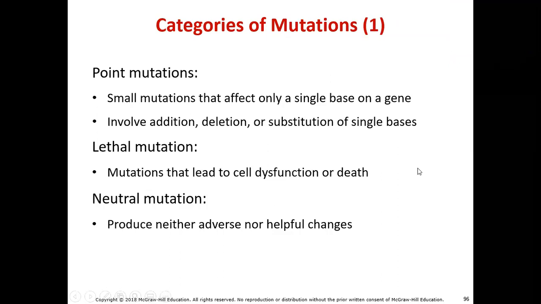All right, so some categories of mutation. Point mutation usually only affects a single base on a gene, such as an adenine, thymine, guanine, or cytosine being mutated. It involves the addition or deletion or the substitution of single bases. A lethal mutation is one that leads to cell dysfunction or death. Not all mutations are lethal. A neutral mutation produces neither adverse or helpful changes.